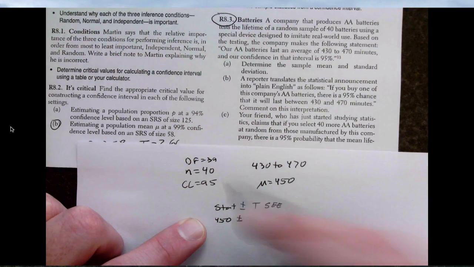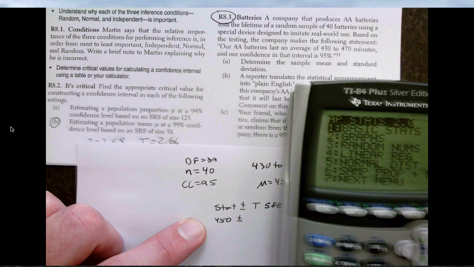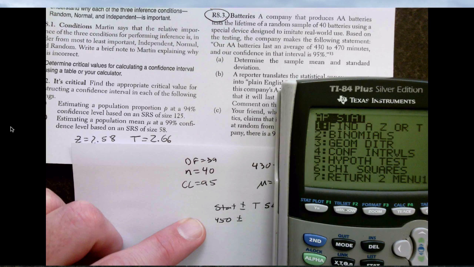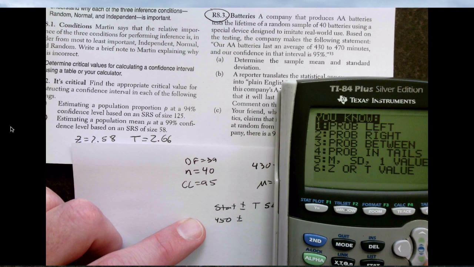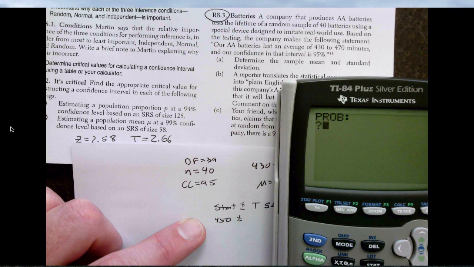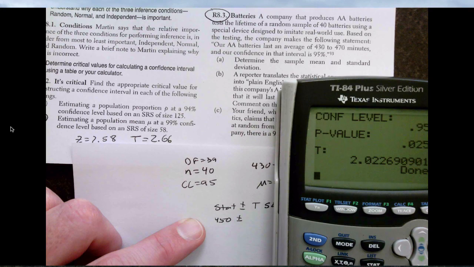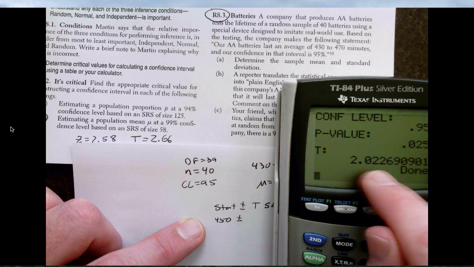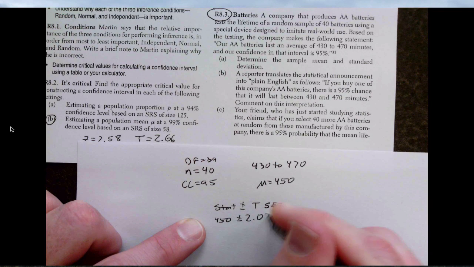Okay, so 95% confidence level, let's run that again. From here, I'm going to go to the next menu, find a Z or T, find a T, and from here I know the probability between is going to be 0.95 because it's a 95% confidence level. My degrees of freedom is 39, and in this case my T value is 2.02.